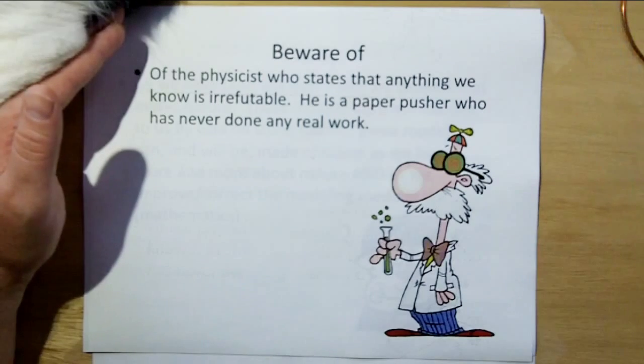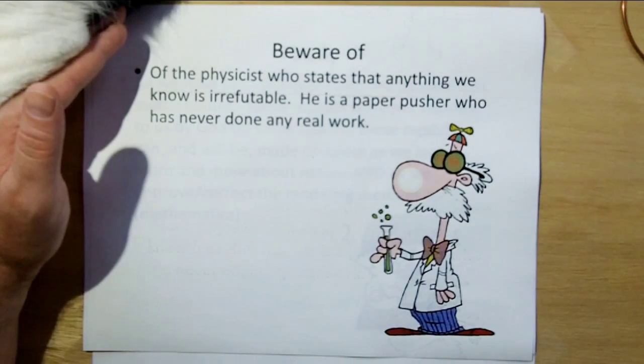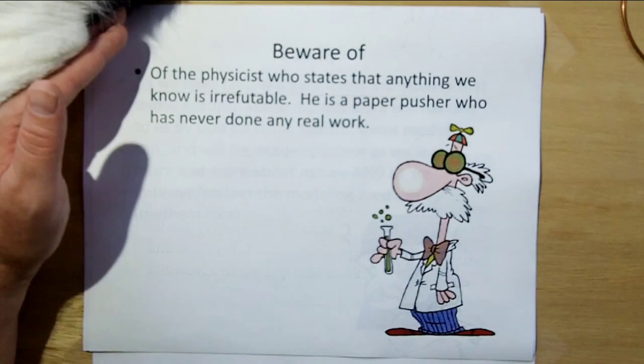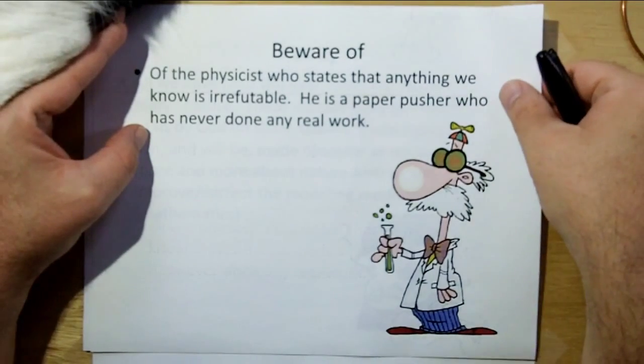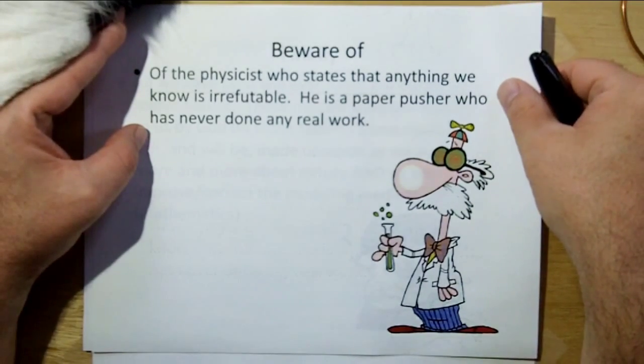But beware of the physicist who states that anything we know is irrefutable. He is a paper pusher who has never done any real work. And they're out there, in a lot of different fields. People have shut off their minds, and whatever they were taught in school is irrefutable because we've been doing it for so long. How could it possibly be wrong? The time it takes to prove a theory wrong can sometimes be 20,000 years in the case of fire, or a few hundred years. There's no time limit. The longer we know something, the more the odds increase that it's going to be proven wrong.